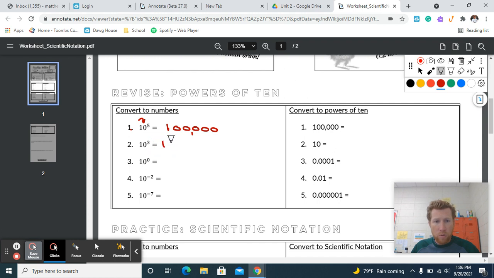Same thing here. There are 3 zeros, so we're going to add 1, 2, 3. Right. There are no zeros. That 0 right there tells us there's no zero, so it's just 1. And instead of this one saying that there's negative 2 zeros, literally we're picturing the decimal to be right here, and we can move it backwards 2 places, 1, 2. So this is just going to be 0.1.